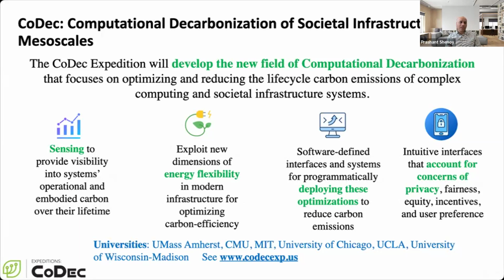And the goal of this project is to really think very deeply about this field of computational decarbonization that's emerging, and try to think about how we can optimize and reduce the life cycle carbon emissions of all kinds of complex infrastructure, not just computing infrastructure, but also things like the grid itself and buildings and maybe supply chains, manufacturing, agriculture. So many different domains, trying to think about how computational techniques can apply to this broad set of domains.